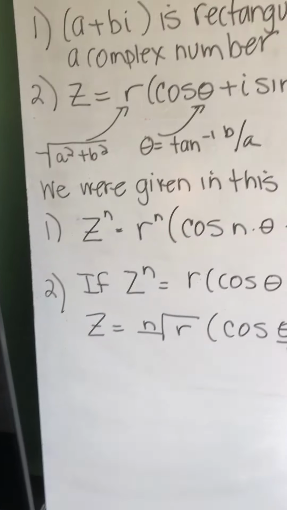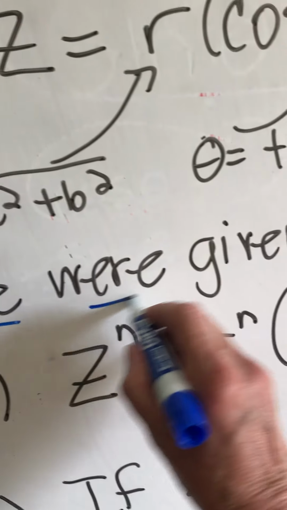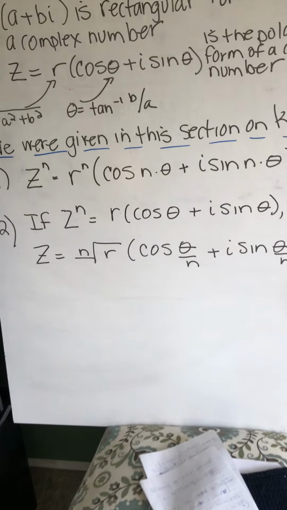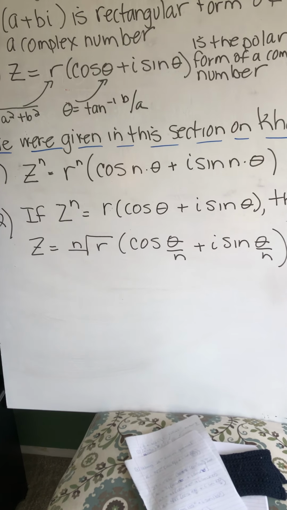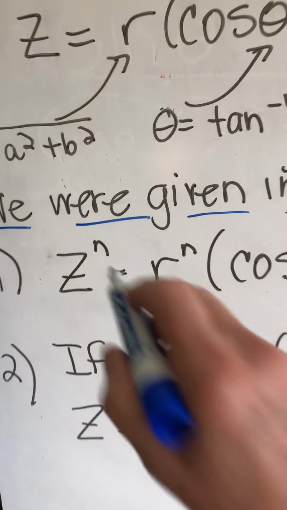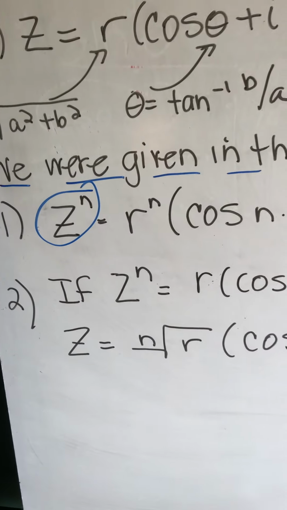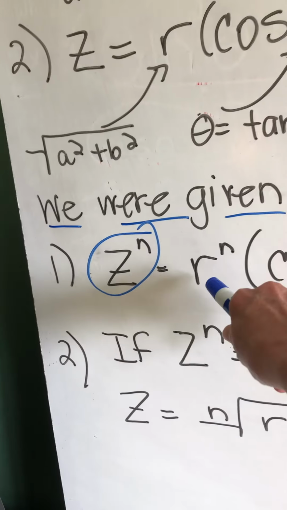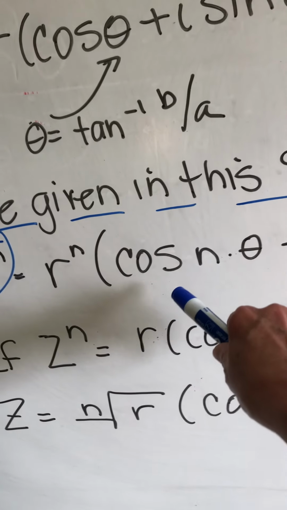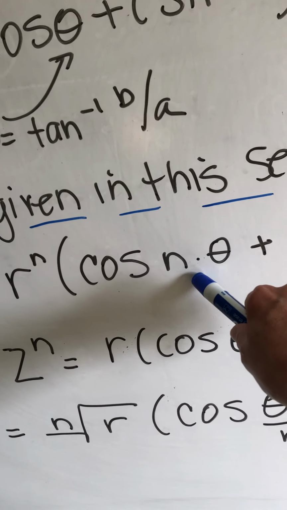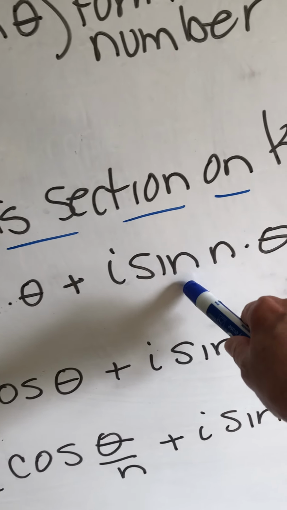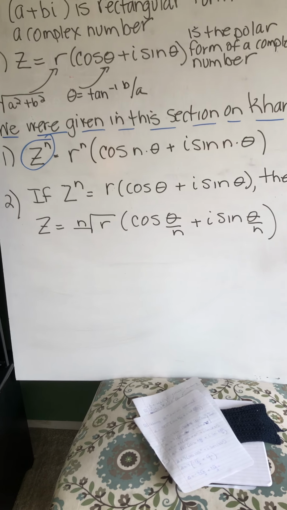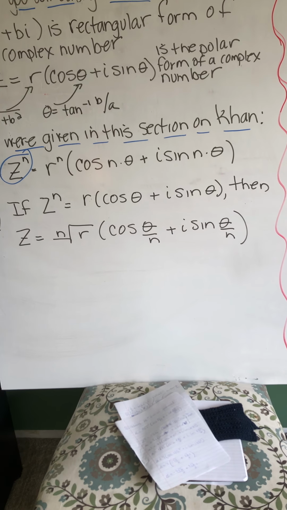Okay. Now, here's what you were given in this section on the power of complex numbers in Khan. If you have a complex number, z to the n, right here, that would equal, in polar form, r, the modulus to that power, cosine times your power times theta plus i sine your power times theta. Nice little formula.